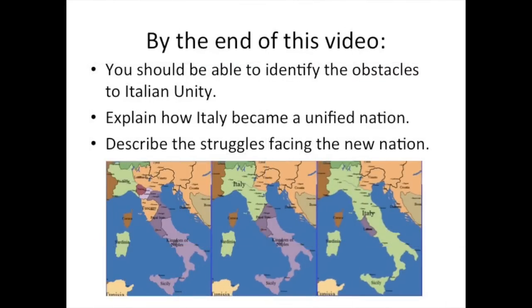Alright, there are three main goals. By the end of this video, you should be able to identify the obstacles to Italian unification, why it was difficult for Italy to unify. You should be able to explain how Italy did become a unified nation. If you look at the pictures down here at the bottom, you'll see sort of the three steps of unification, and then you should be able to describe the struggles that Italy faced as a new nation.